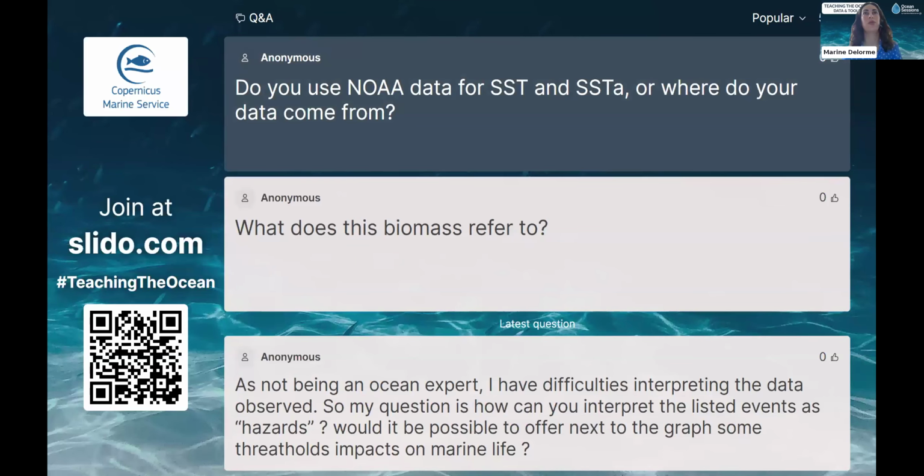Next question is, do you use NOAA data for SST or where does your data come from? I know that it's our model data, so it's from our global ocean model produced by the Copernicus Marine service. We do use observations that we use to validate our models, and I do know that they come from different centers. I wouldn't be able to answer if it is NOAA, but we do use observations from other centers, which are used to validate our sea surface temperature models.